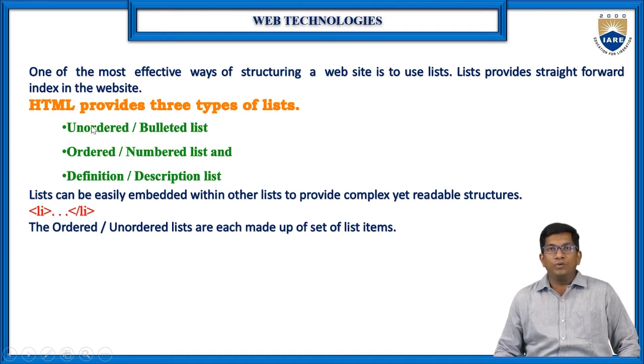So when you use an unordered list, ordered list or definition list, all the list items you have to write in between the li element. So this is the open element li and this one is the end element. You have to end the element with a slash. So there are three types of HTML lists we have: one is the unordered list, second is the ordered list, third one is the definition list.